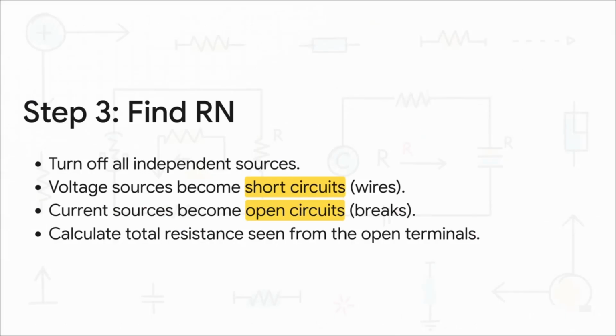Next up, step 3, finding the Norton resistance, RN. For this, we go back to our circuit with the load still removed. And what we have to do is turn off all the power sources. For a voltage source, like our 12-volt one, turning it off just means we replace it with a plain wire, a short circuit. If we had a current source, we'd replace it with a gap, an open circuit.